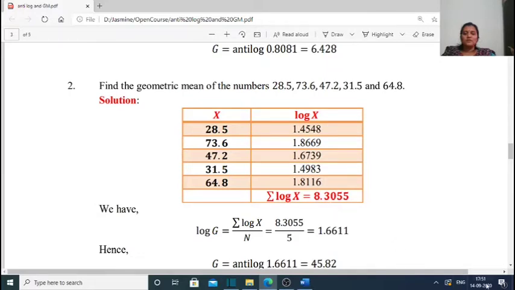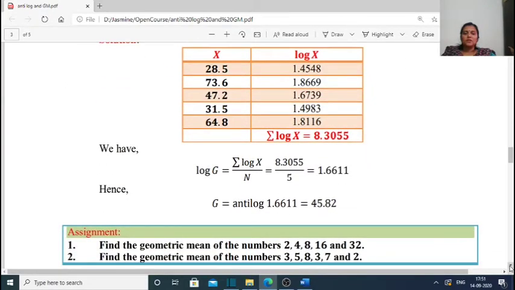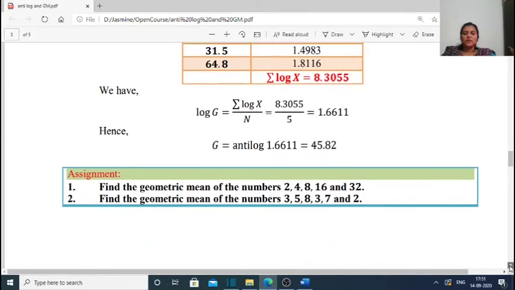So log G is equal to sigma log x by n, which is equal to 8.3055 by 5, which is equal to 1.6611. Therefore G is equal to anti-log of 1.6611, which is equal to 45.82.